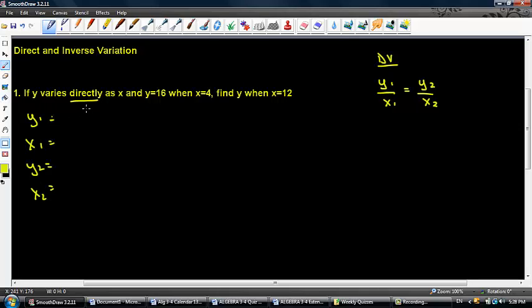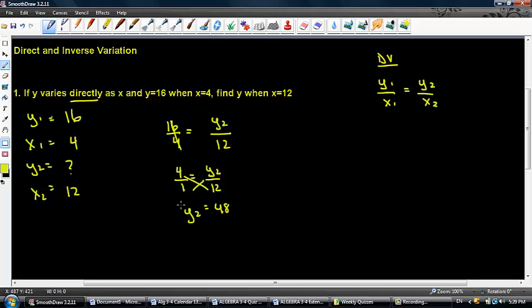It says if y varies directly as x and y equals 16, so that means y sub 1 is equal to 16, when x sub 1 is equal to 4, we need to find y sub 2 when x equals 12. When x sub 2 equals 12, y sub 2, who knows what that equals. So we're going to set that up as a proportion using this model. 16 over 4 equals y sub 2 over 12. I reduce 16 over 4 to get 4 over 1 equals y sub 2 over 12. When I cross multiply, y sub 2 equals 48, and that is my answer.